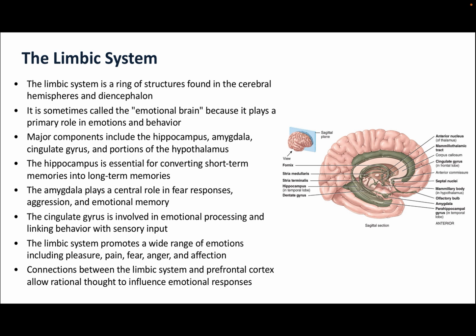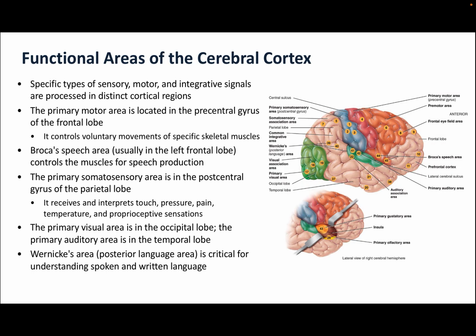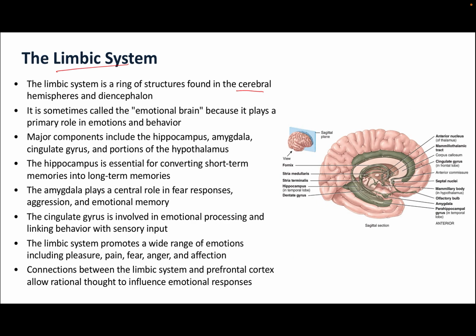On into the limbic system. This is another critical component of the cerebrum. The limbic system is this ring of structures that we can see here in green. These are found in the cerebral hemispheres as well as in the diencephalon. Sometimes the limbic system gets called the emotional brain or the lizard brain. That's kind of a goofy name for it. They get called this because they play a primary role in emotions and behavior. So they are pretty important.